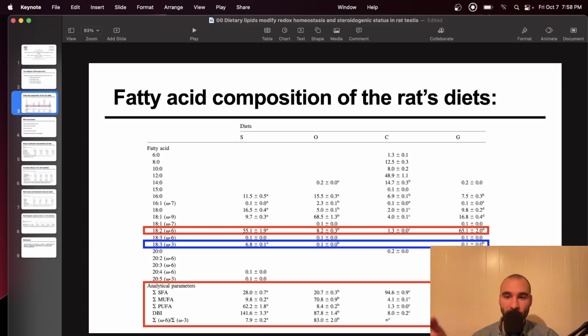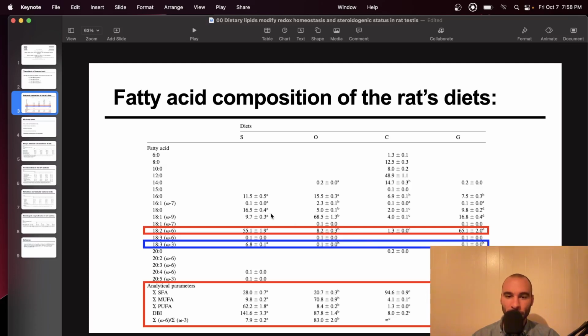So 4 diets: coconut oil is saturated, olive oil is monounsaturated, soybean oil is polyunsaturated with a good omega-6 to omega-3 ratio, and grapeseed oil is polyunsaturated with a poor omega-6 to omega-3 ratio. So those are our 4 experimental groups.